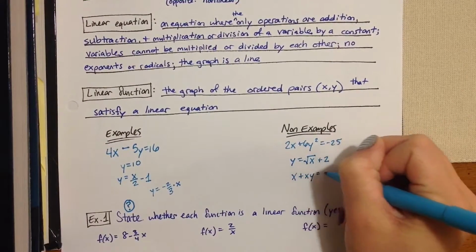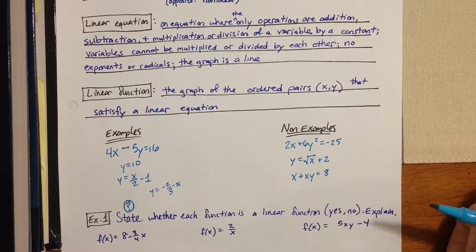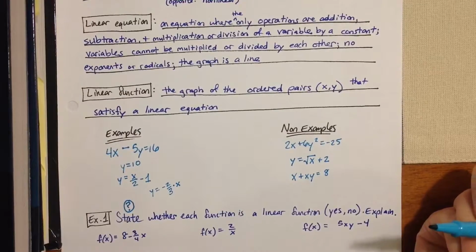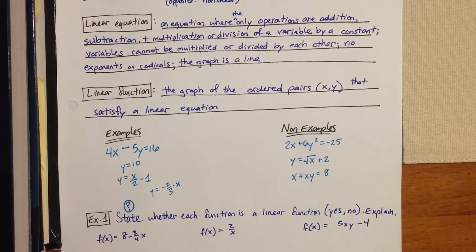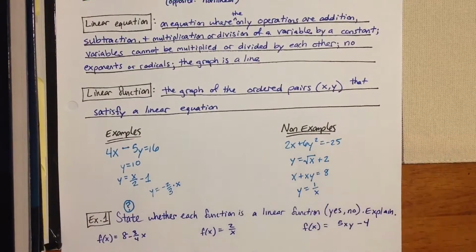Another non-example, if I ever am multiplying the variables together, again, that makes the graph curve, and that's not okay. Last non-example I have, of course there's more on either side of these. These are just a couple things to look out for. If I have 1 over x, so that's division by x, and that's not okay either. I can't divide with the variables. I can't multiply the variables together.